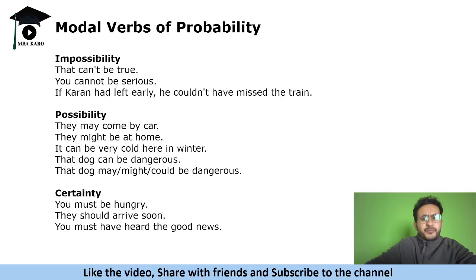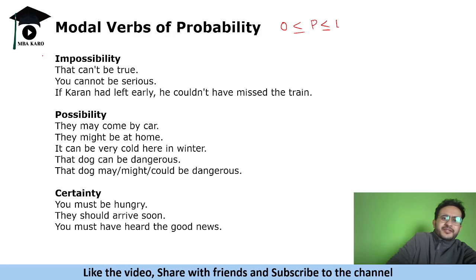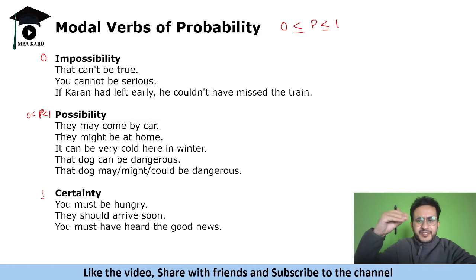So first, talking about probability. If you study mathematics, you know that probability is from 0 to 1. So probability means that it starts from 0 to 1. When something is 0, you call that it is impossible. Then you have some possibility that ranges between 0 to 1. And when it is definite, you say that it is 100%. Isn't it? So same goes here. Probabilities are of different types, and while expressing in words, you use different modal verbs for them.